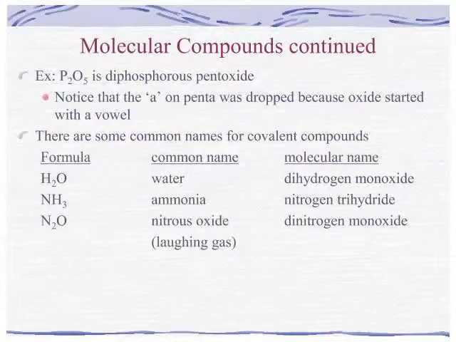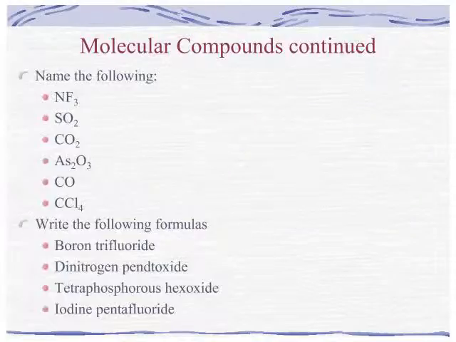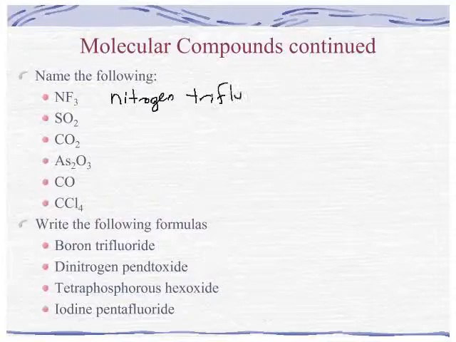So here are some examples. And so we're going to go through and name these. We're going to do some naming and some formula writing. We have NF3. Well, N is nitrogen. And F is fluorine, which means we change that to fluoride, but we've got 3 of those, so that's trifluoride.